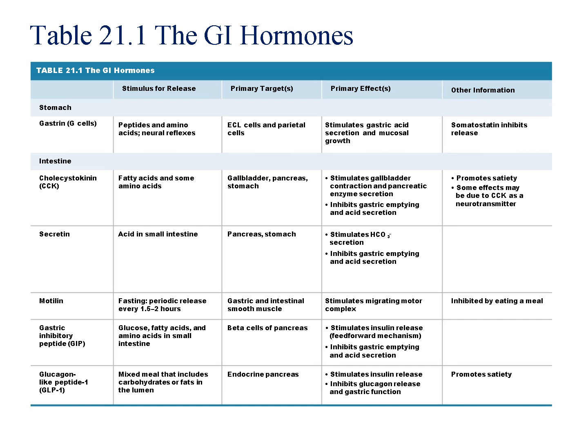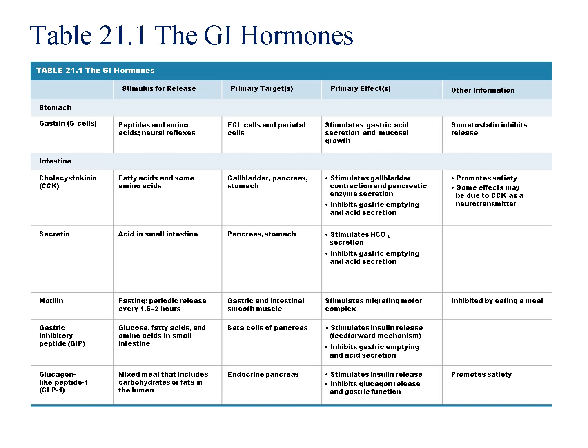Motilin is responsible for stimulating the migrating motor complex, which is a series of contractions that sweep undigested material through the digestive tract. It is released in fasting periods every 1.5 to 2 hours, but is inhibited once a meal is consumed. The small intestine also releases hormones that regulate insulin and glucose balance.